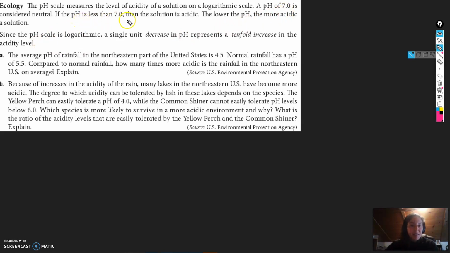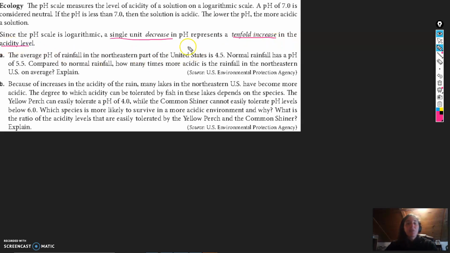If a pH is less than 7, then the solution is acidic. So the lower the pH, the more acidic, and the higher the pH, the more basic. Anything above 7 is basic, anything below 7 is acidic. Since the pH scale is logarithmic, a single unit decrease in pH represents a 10-fold increase in the acidity level.